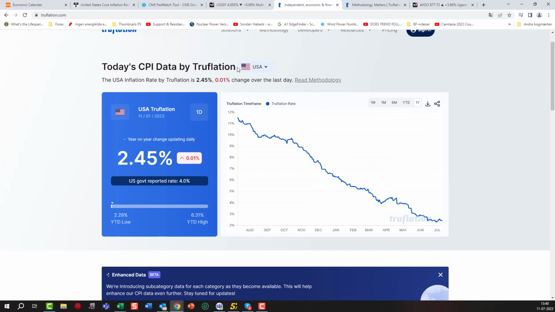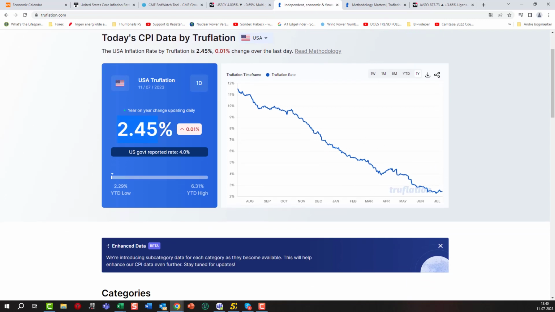Today I'll focus on the United States, since the central bank in the United States is what really determines the economic future of the rest of the world as well. Here you can see that they are saying the inflation year over year is only 2.45%. Now the Fed goal is to have the inflation around 2%, so this is basically telling us that the inflation is almost where it should be and there's no need for any more rate hikes.